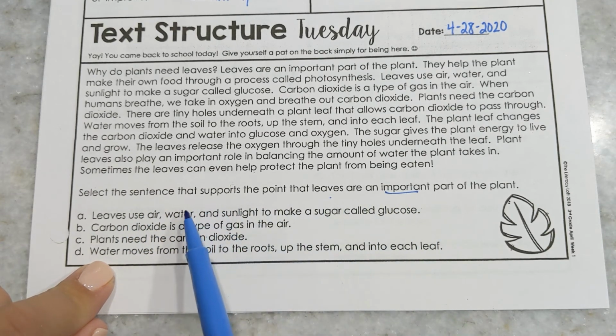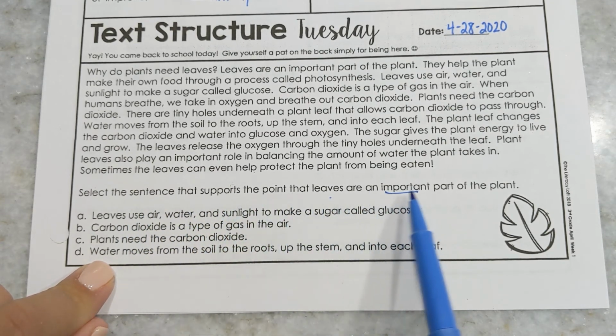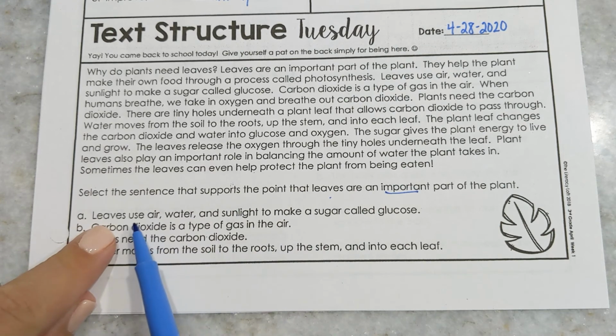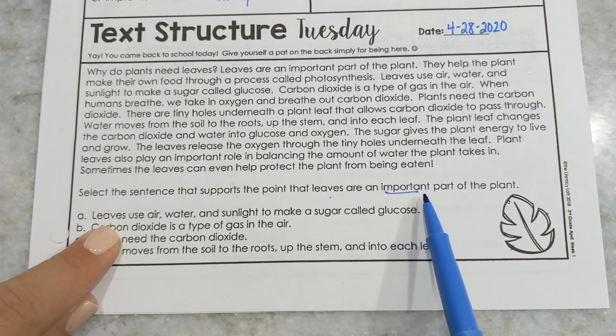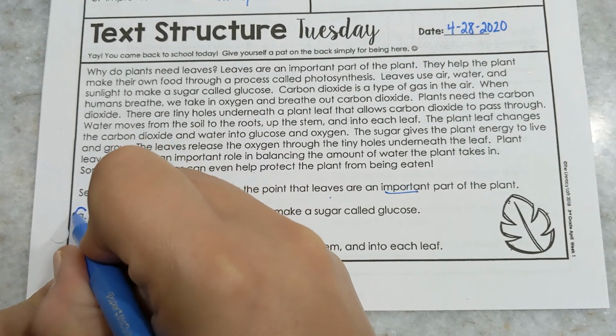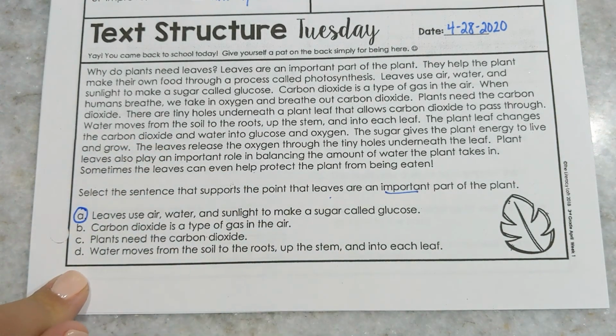The question says, which one of these sentences supports the point that leaves are important? So I believe, and correct me if I'm wrong, that leaves using the water to make the glucose is explaining why the leaf is important. So I believe this is our best answer choice.